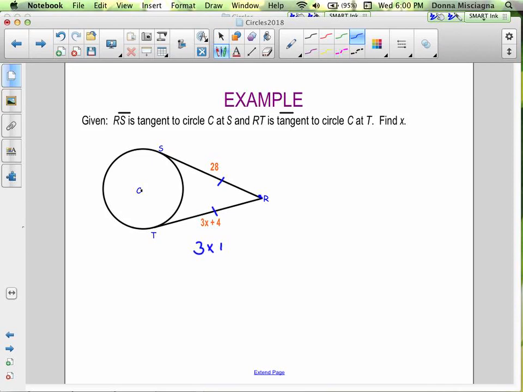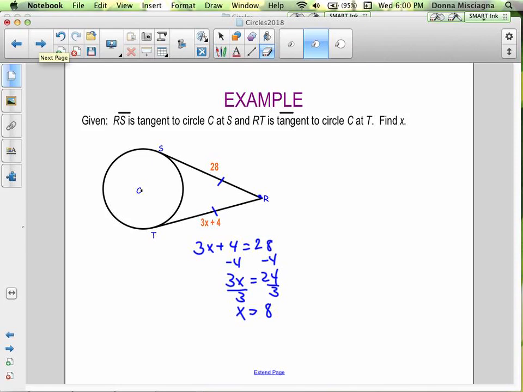Therefore, 3x plus 4 equals 28. Subtract 4 from both sides. So we have 3x equals 24, and then divide both sides by 3. x is equal to 8. And there we go. You have solved the first one. And then we'll solve another one as soon as the page turns.